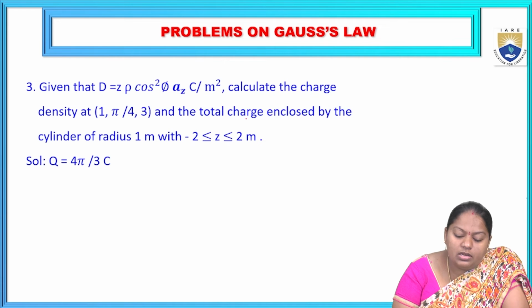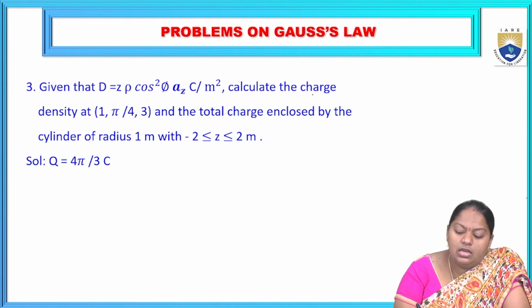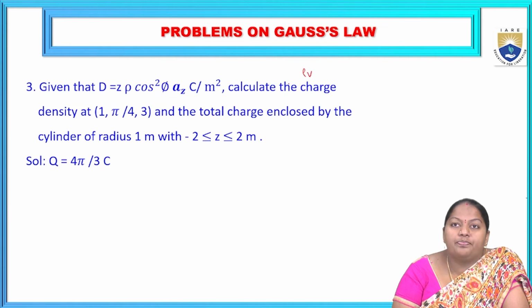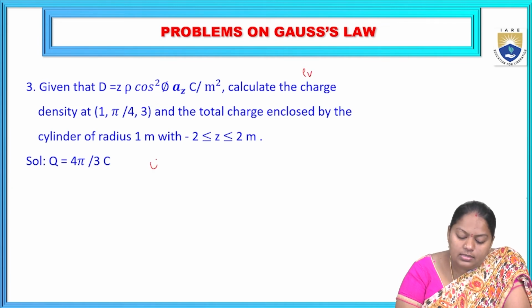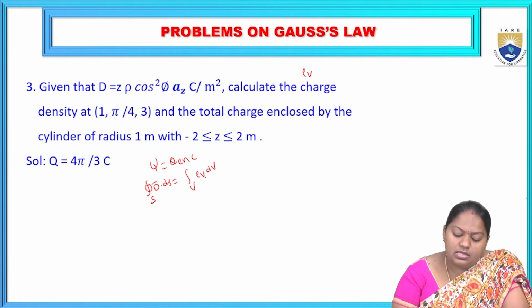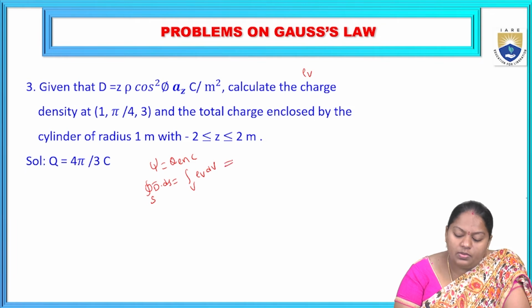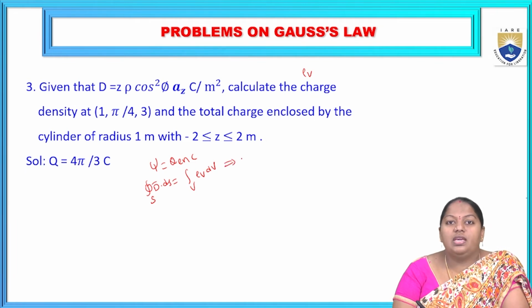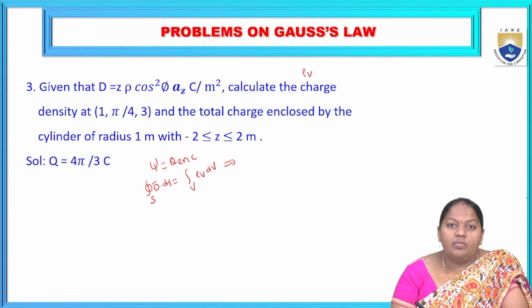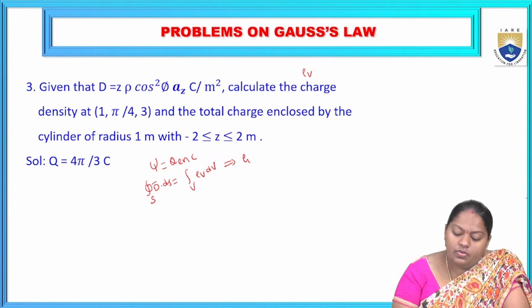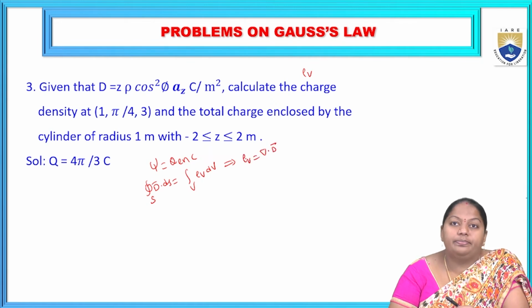See here, calculate the charge density. Charge density means the charge associated with the flux density, which is denoted by rho v. Now according to Gauss law, psi is equal to q enclosed. In integral form it can be written as the closed surface integral of D dot ds equal to the volume integral of rho v dv. By applying the divergence theorem to this integral form, the point form or differential form of Maxwell's equation obtained from Gauss law is rho v equal to del dot D.